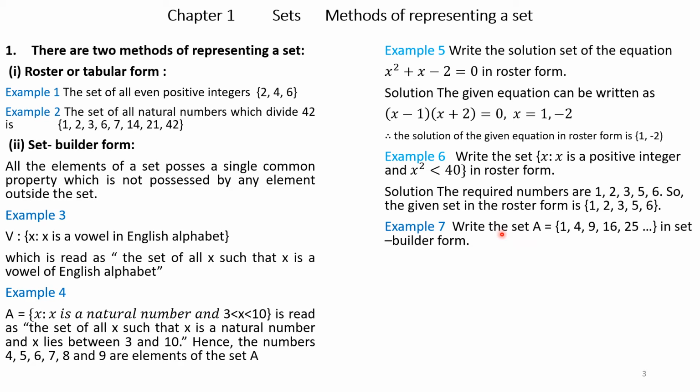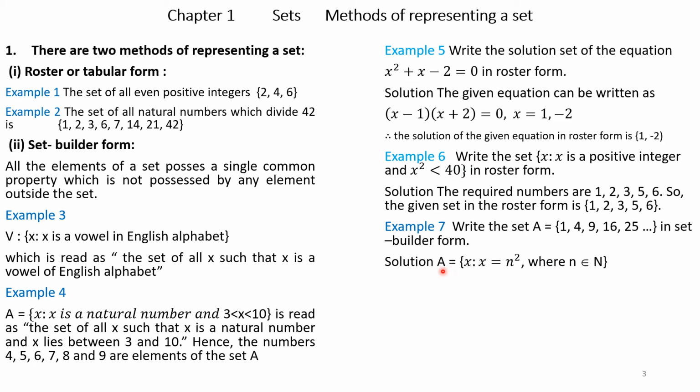Example 7. Write the set A equals {1, 4, 9, 16, 25, and so on} in the set builder form. Here, the set A is given in the roster form and we have to write it in the set builder form. Let us do it. If you see, x is n square, that is, 1 square is 1, 2 square is 4, 3 square is 9, 4 square is 16 and 5 square is 25.